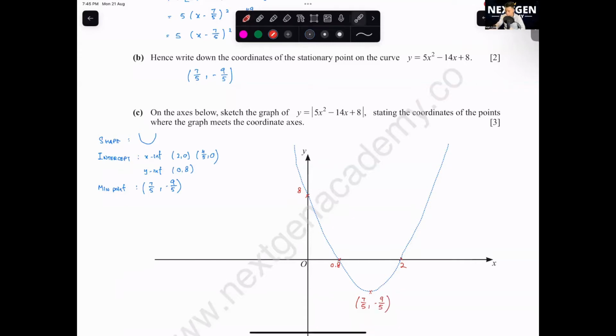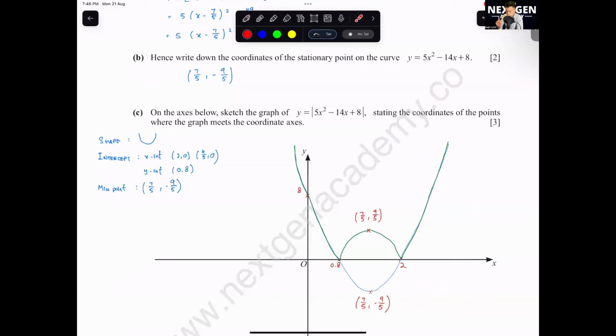So what happens when we apply the modulus? This is without the modulus. When we modulus it, whatever is negative will become positive, because modulus is a happy symbol. So I'm going to draw this on top, like this, like this, like this. You want to plot the turning point. This one is not necessary, but for the next question you need it, because you need to refer to the diagram.